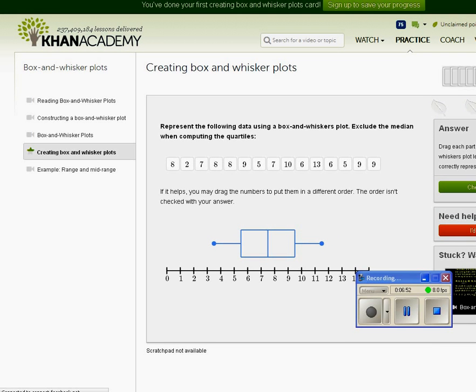So if we try another one and get someone to come up here and do it. Just kidding. So what's the first thing we need to do? I just put these from least to highest. Correct. Put them in order from least to greatest.